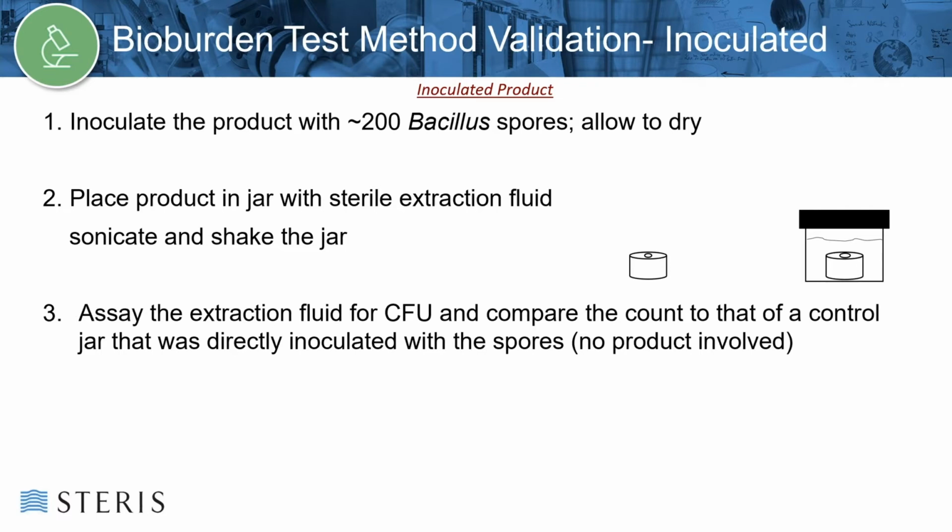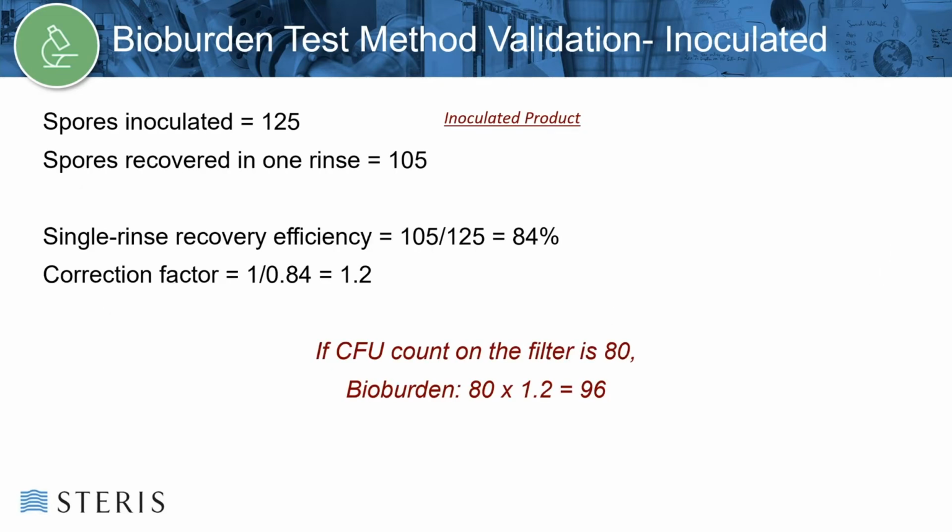We recover an average of 125 colony-forming units from the control samples and an average of 105 colony-forming units from our test samples. We calculate the recovery efficiency by dividing 105 by 125 and multiplying by 100 for 84% recovery. The inverse of this percentage is our correction factor, which is 1.2.